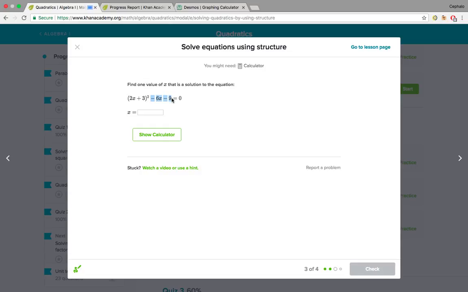Now we can use the star method if you want, but actually, I'll just pull out the 2x plus 3. So you have 2x plus 3 pulled out to the front, and you're left with 2x plus 3 minus 3 equal to 0. So you're left with 2x plus 3 is equal to 0, or 2x is equal to 0. So x is equal to 0, or x is equal to negative 3 halves.